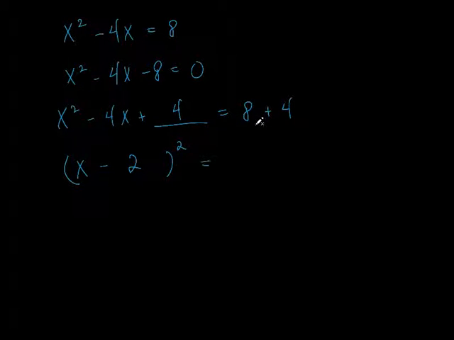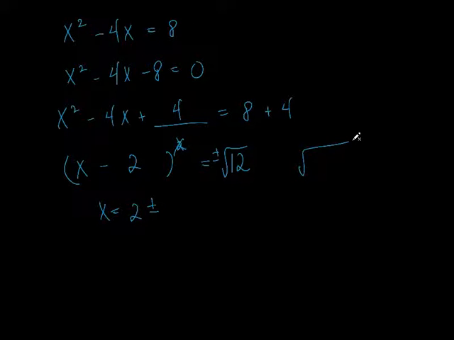Equals 12. Now look at this problem. Doesn't this problem look just like what you did on the homework last night? So from here on out, it's the same exact thing as we've always done. Square root both sides. And then x equals what? 2 plus or minus the square root of 12.